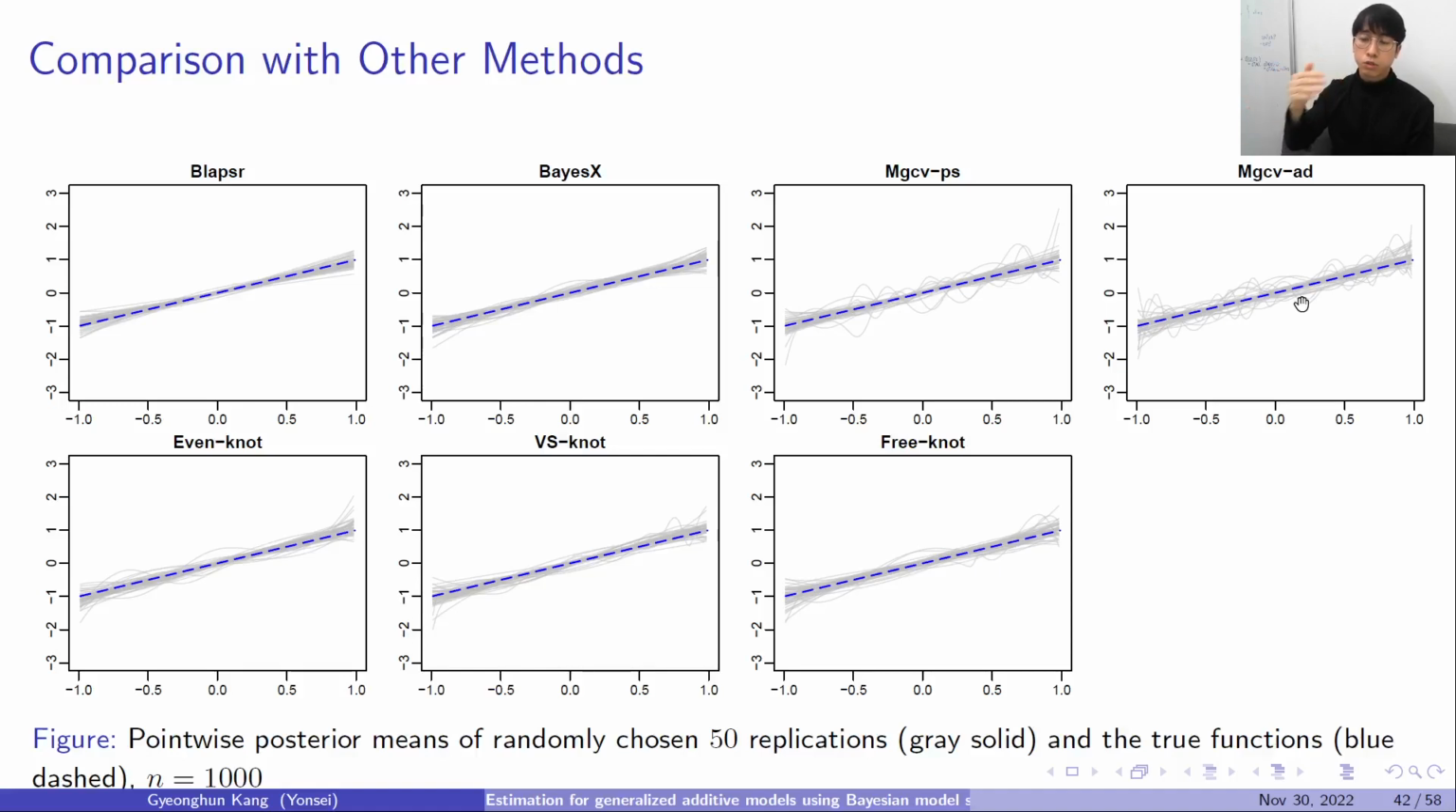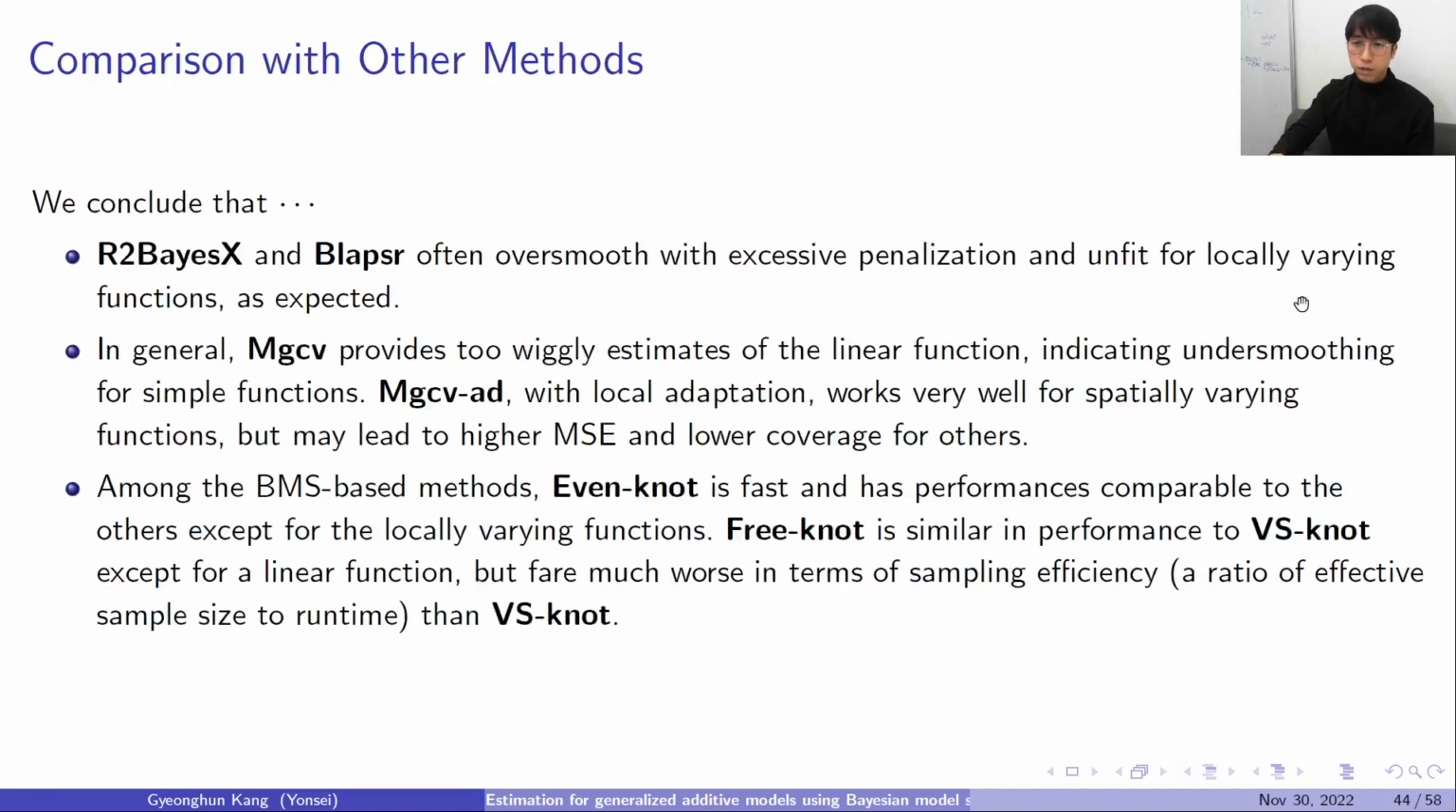It means that when it comes to estimating simple functions, MGCB tend to undersmooth, right? Our result is that R2 base X and BLPS are often oversmooth with excessive penalizers, and those are not fit for locally varying functions because they're only using one single smoothing parameter, right? If you use one single smoothing parameter, then you are penalizing, regularizing, altering the shape globally on the entire domain. So you cannot make the function vary in one part and stay stable in another part.